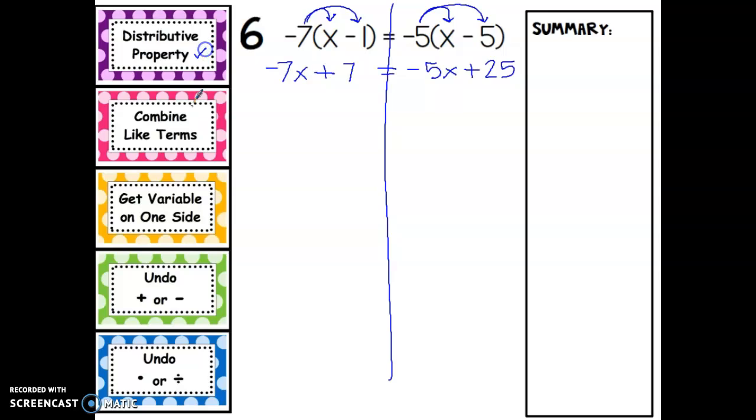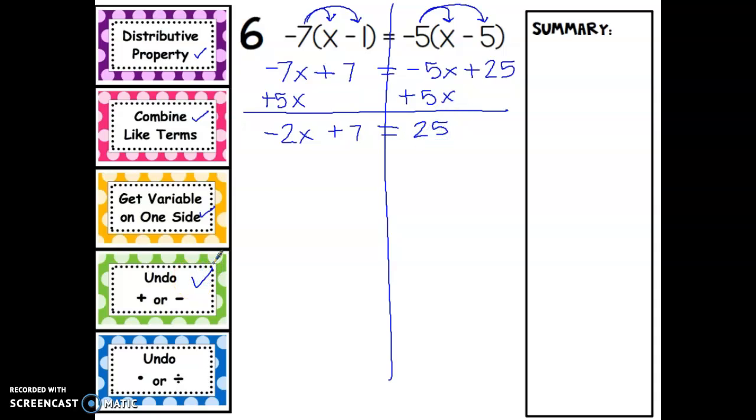So we did that. Now let's see if we can combine like terms. No like terms on this side and no like terms on this side. So nothing doing. Get variable on one side. Let's go ahead and add the 5x. Again, you could have simply added 7x to both sides, and that would have been fine too. We're left with negative 2x plus 7 is equal to 25.